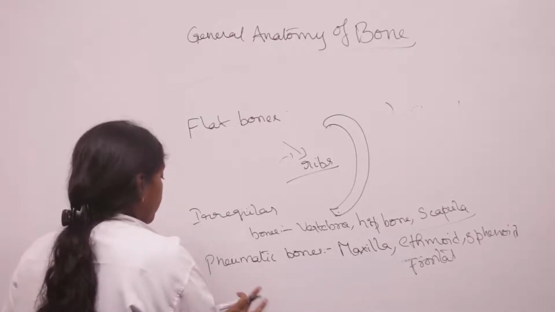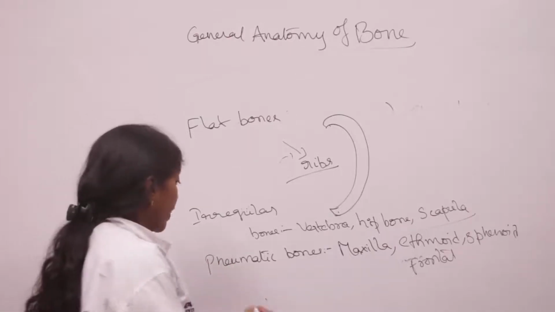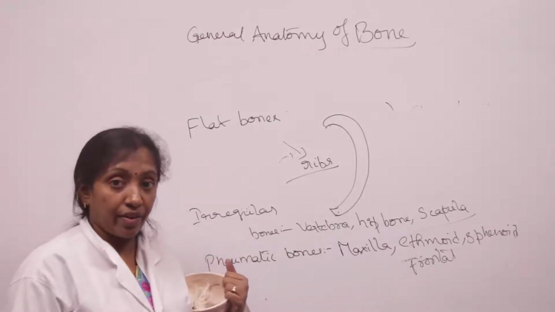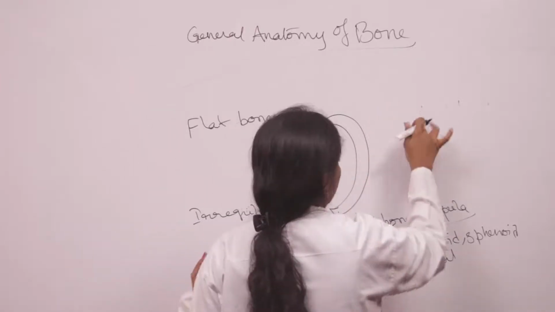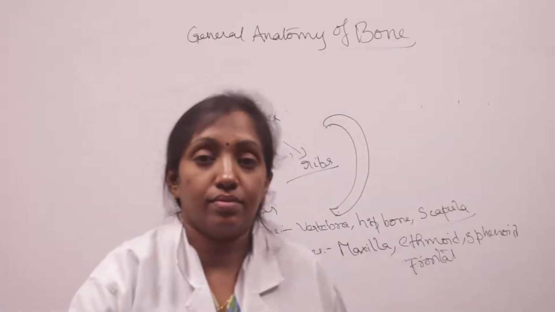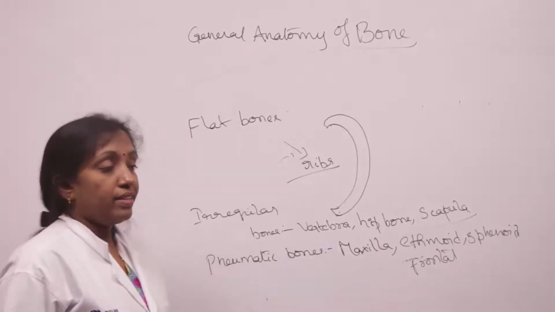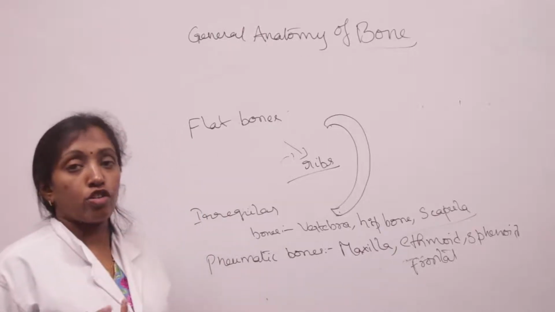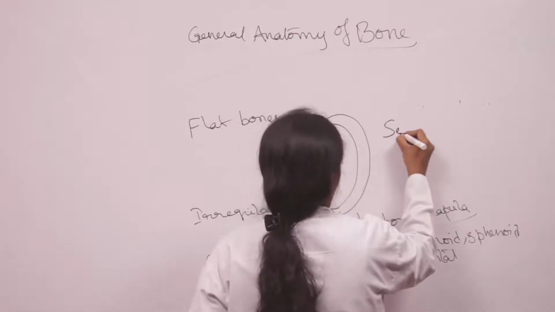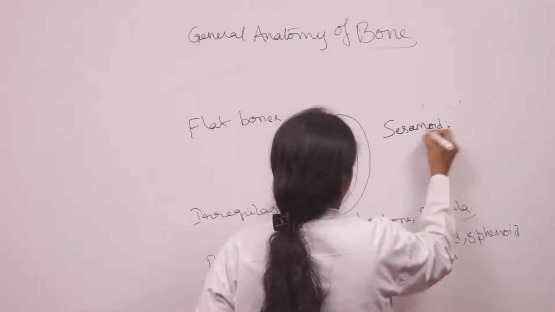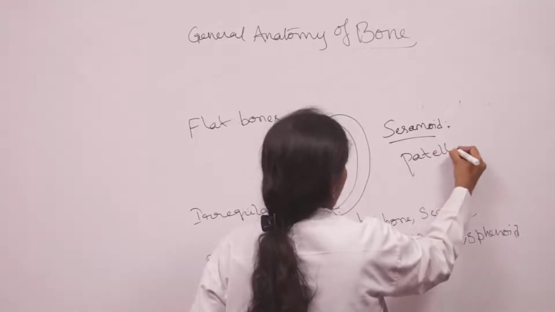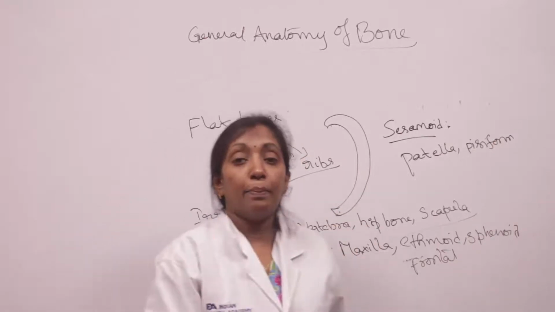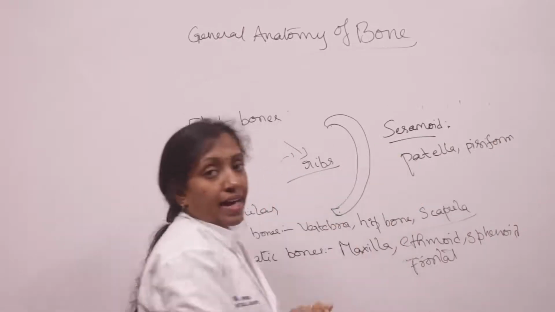And also some bones develop within the tendons. They are not present at birth and they develop after birth, within the tendons of some muscles. They are nothing but the sesamoid bones. Sesamoid bone examples are the patella at the knee and the pisiform bone here. You can palpate the pisiform bone here and the patella at the knee. So these are the sesamoid bones.